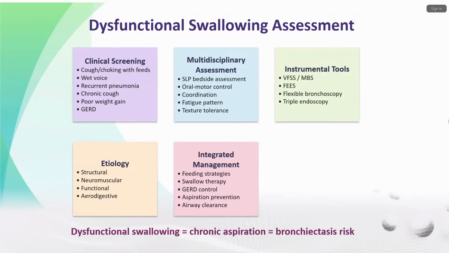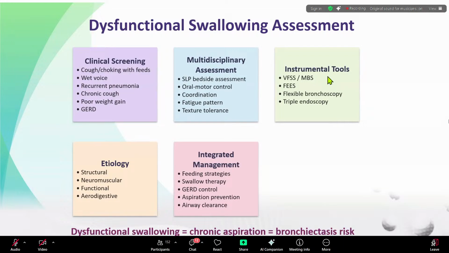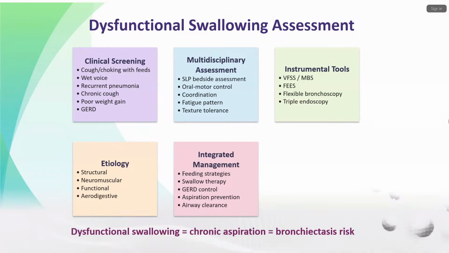How? With a swallowing dysfunction assessment, looking at clinical signs such as poor weight gain, GERD, chronic cough, and recurrent pneumonia. Then we need a multidisciplinary assessment with the speech and language therapist, bedside assessment, oral motor control, and fatigue. A tool we might use is a VFSS, the video fluoroscopic swallowing study, to see how the aspiration occurs. We can see the picture and the movement of the fluid, milk, or food that the kids take during the study.